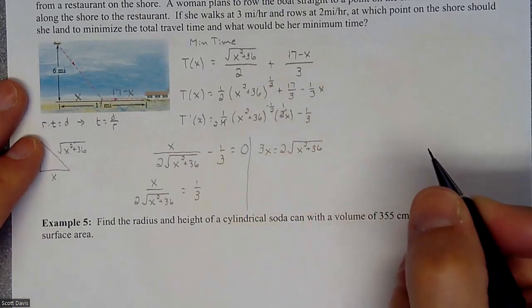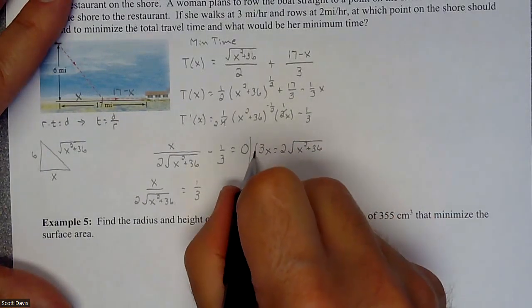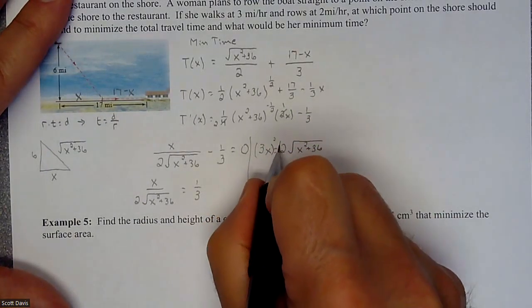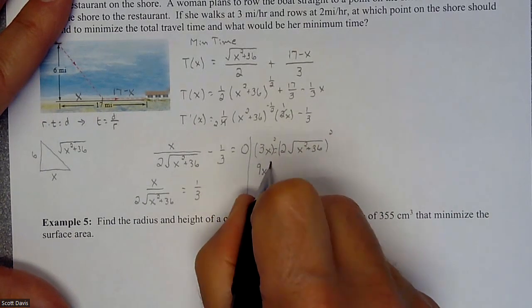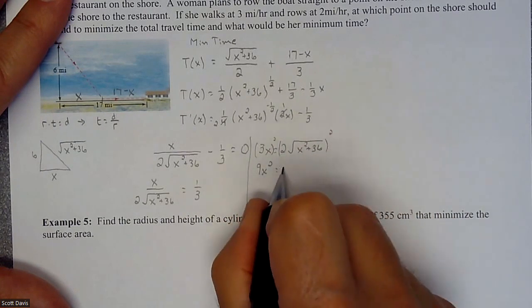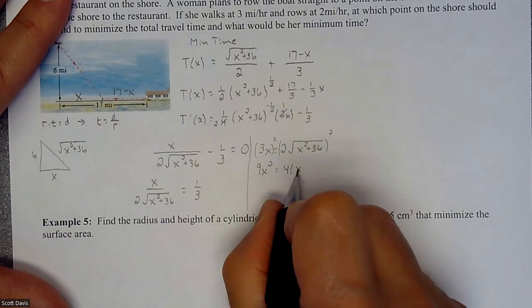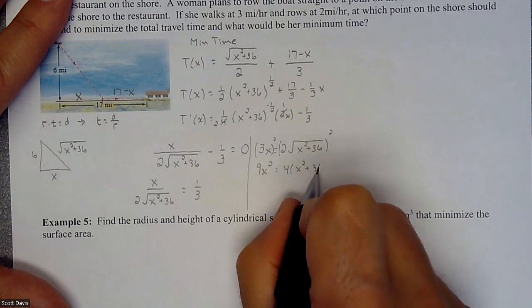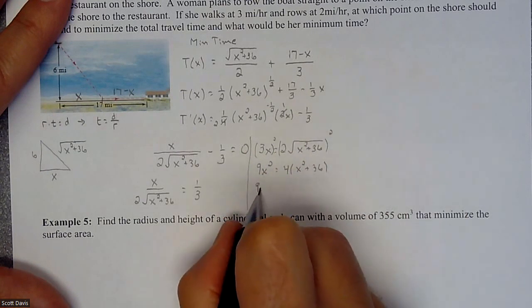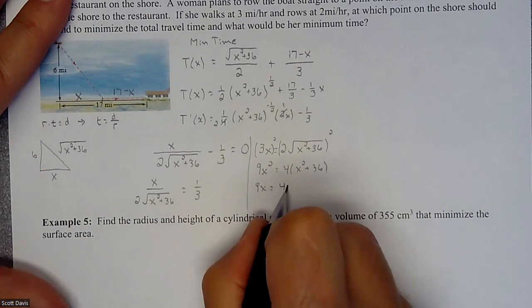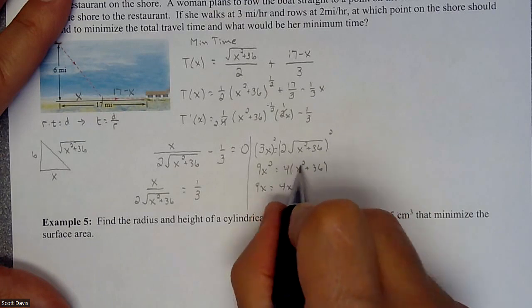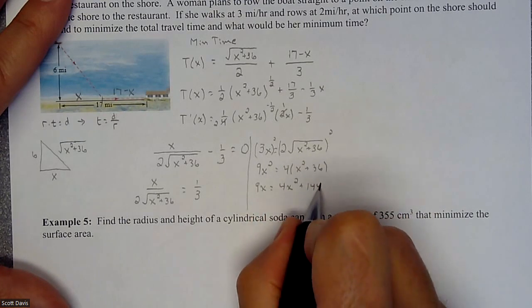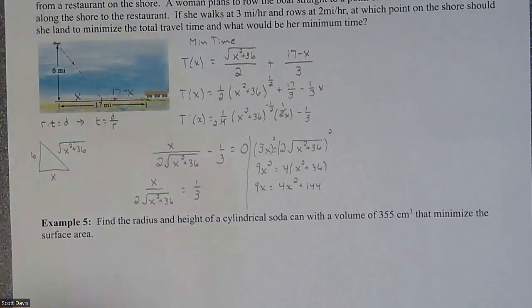And then if I try to cancel out my square root, I'm going to square both sides. So if I square this, I'm looking at a 9x squared. If I square this, I'm looking at a 4 times x squared plus 36. So that's 9x squared equals 4x squared plus 144. All right, and then I'm going to try and solve that.